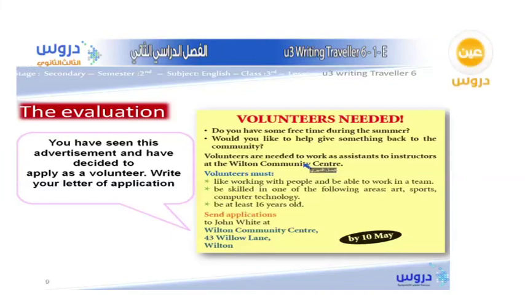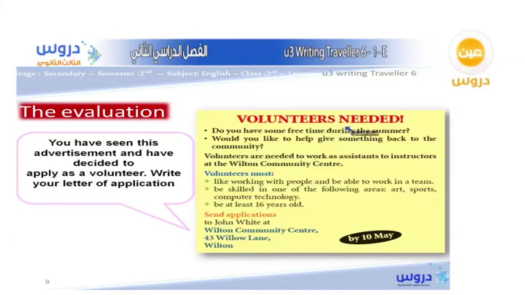Okay, so you can see now: Volunteers needed. Do you have some free time during the summer? Would you like to help give something back to the community? Volunteers are needed to work as assistants to instructors at Wilton Community Center. Volunteers must like working with people and be able to work in a team. Be skilled in one of the following areas: art, sports, computer technology. Be at least 16 years old. Send application to John White, and this is the address you're going to send it to.